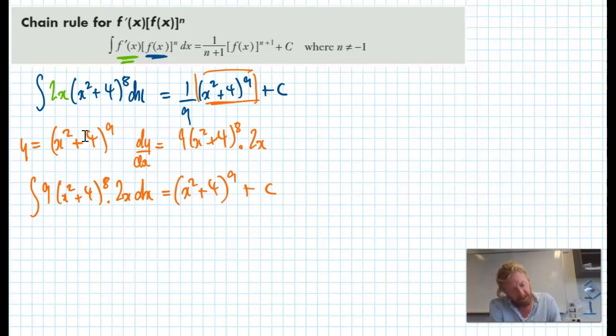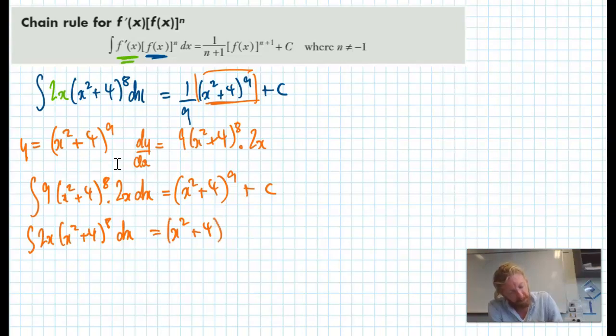Now I'm just going to take this 9 and bring that down, and I'm just going to rewrite the 2x and put it out the front. The integral of 2x, (x squared plus 4) to the 8, dx equals (x squared plus 4) to the power of 9, and then this 9 comes down, plus c. And that's it. That's in the form that I've got up here. That's the 9. That's the 9. My function is that.